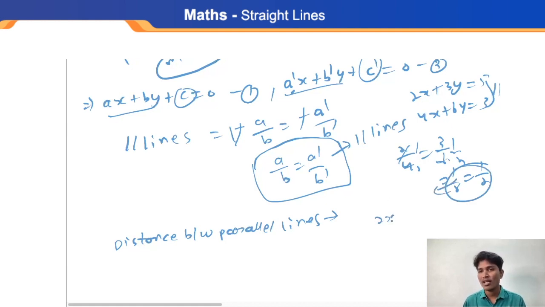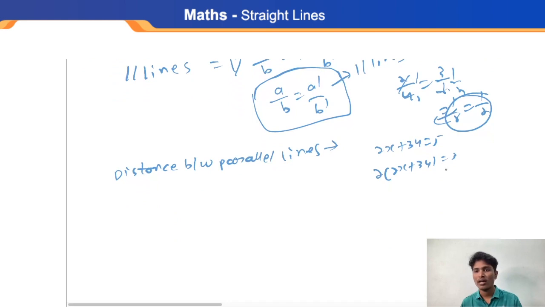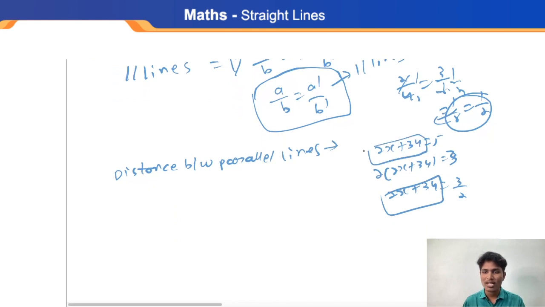That is 2x plus 3y is equal to 5. I can take 2 common here. I can write again 2x plus 3y is equal to 3, and if I send 2 to the right side, what will I get? I will get 3 by 2. If you observe carefully, this is 2x plus 3y is equal to 0 form, but the constants are different. So by using the constants, we can find the distance between the parallel lines.